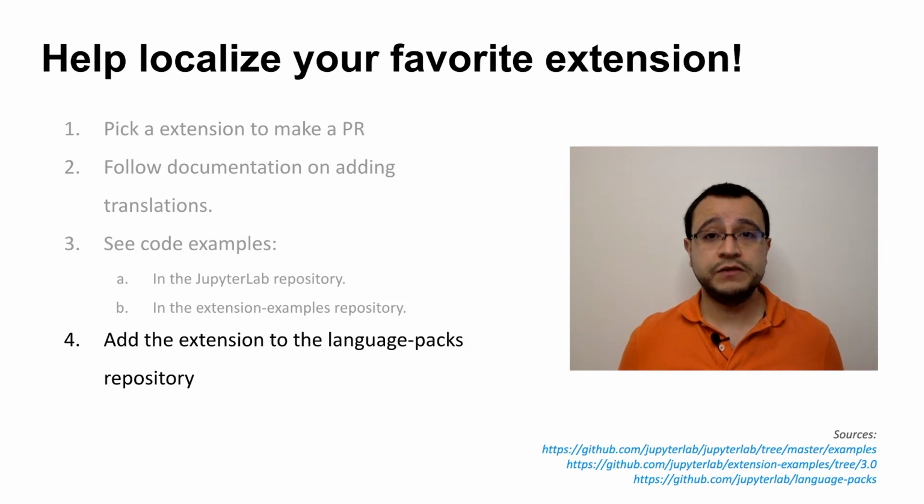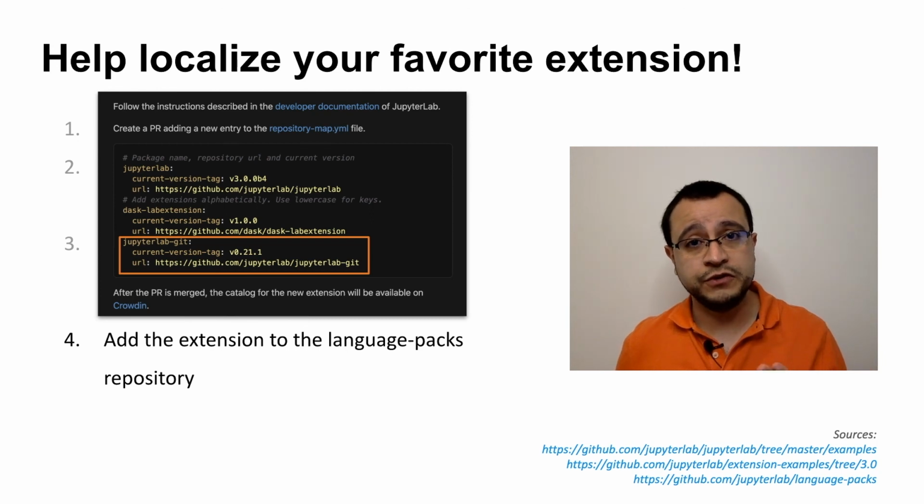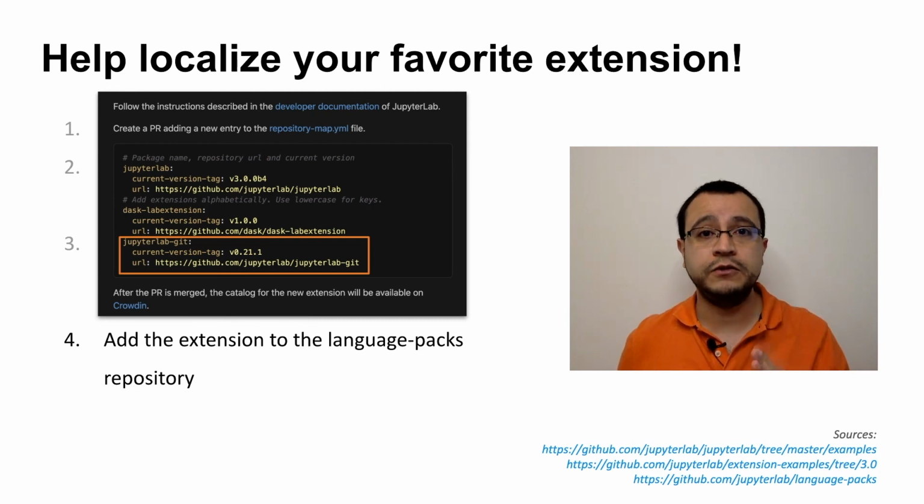Finally, you will open a pull request on the language package repository and add to the repository map YAML file the following things. First, you need to provide the name of the package, then you need to provide the URL to the repository, and finally a tag to the version that included the internationalization changes you helped make.